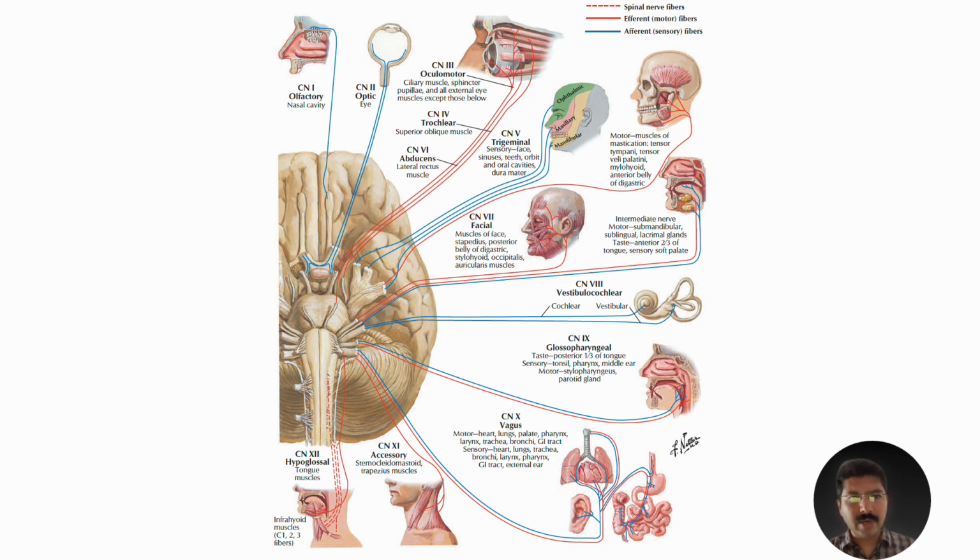A key concept we will explore today is that these nuclei are not haphazardly arranged but are organized in a longitudinal fashion within the brainstem, forming what we call the functional columns. This organization reflects both their developmental origins and their shared functional characteristics, making it easier to understand their functions and relationships.